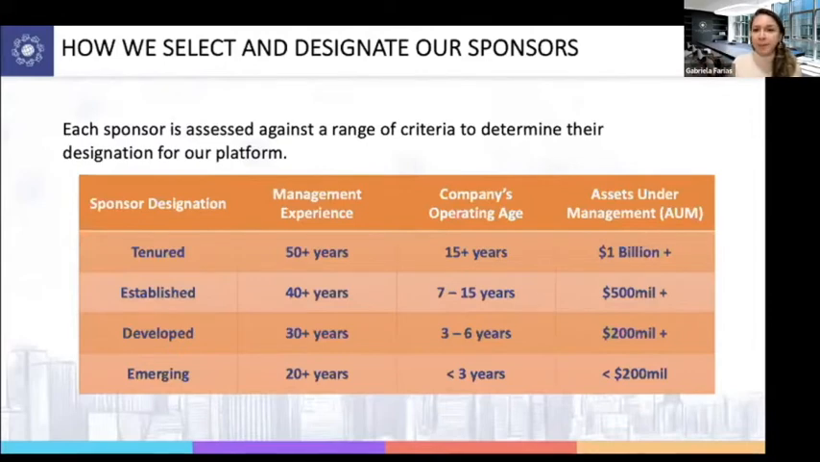As you can see, an established sponsor has a management team with over 40 years of experience, an operating age of 7 to 15 years, and assets under management of more than $500,000. A tenured sponsor has assets under management of more than $1 billion, with a management team of more than 50 years combined experience and operating for more than 15 years. So pretty heavy hitting in that regard.